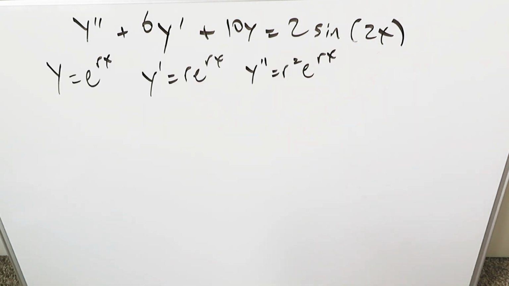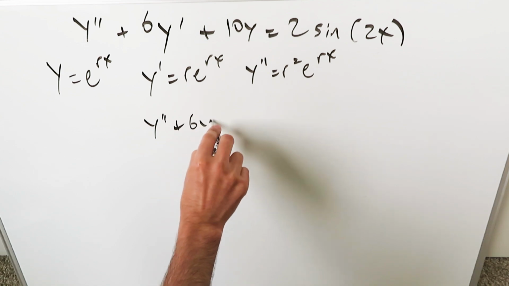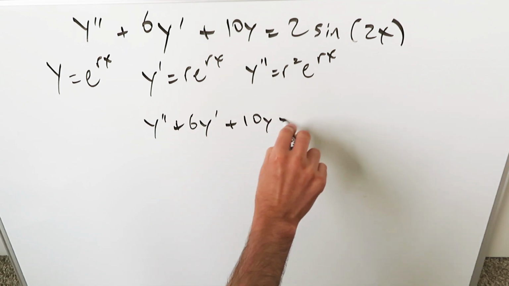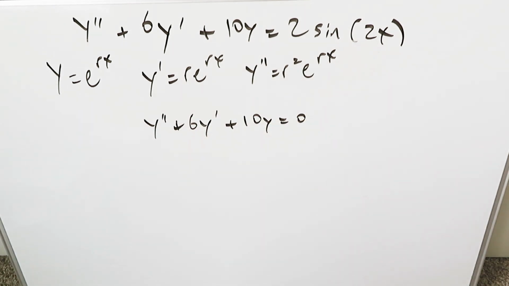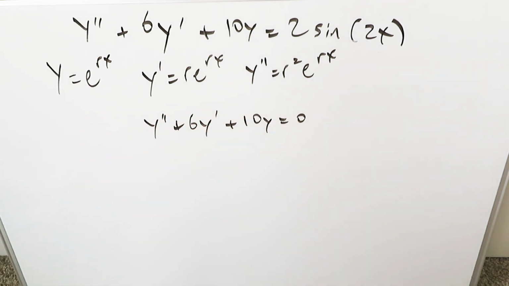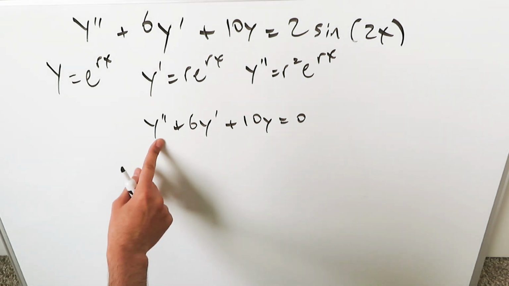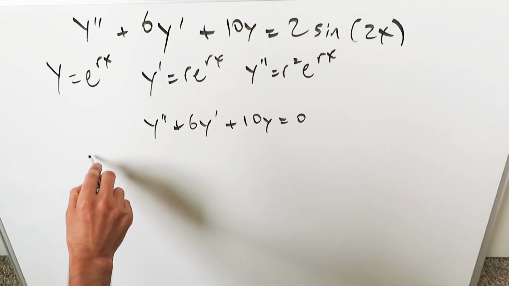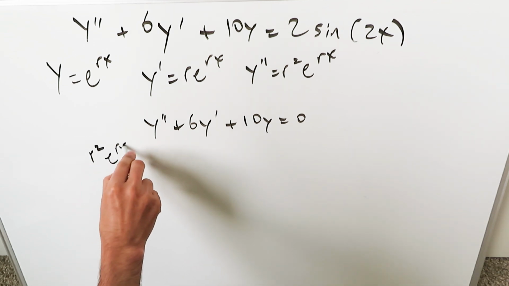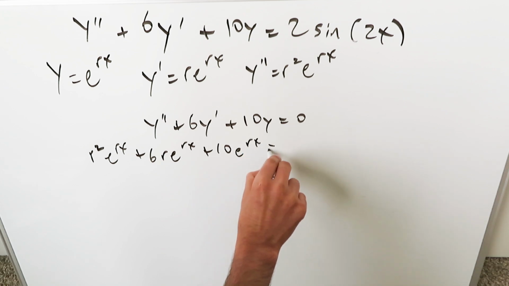We are going to start here with the determination of the complementary function, and for that we're focusing only on the left hand side. That's all you're focusing on. And we have obviously our templates. y equals e to the rx. The first order is r e to the rx. The second order is r squared e to the rx. You plug it in. You're always equating it to 0 because you're determining the complementary function using your homogeneous techniques. I have r squared e to the rx plus 6r e to the rx plus 10 e to the rx is equal to 0.